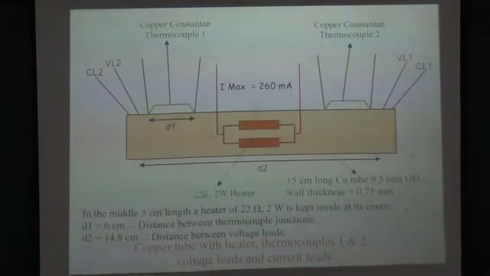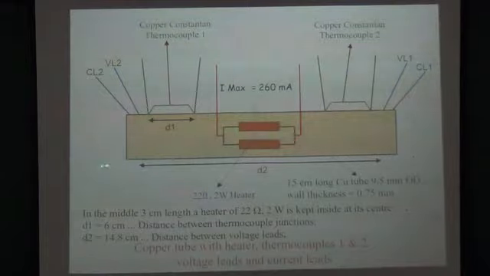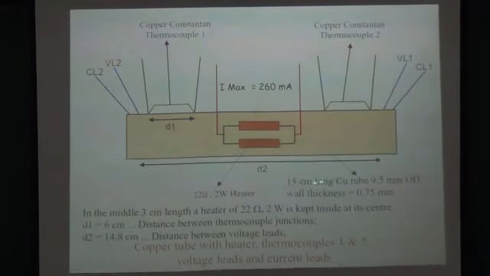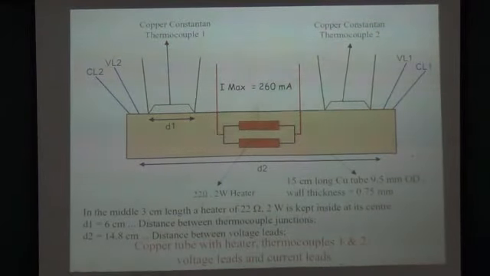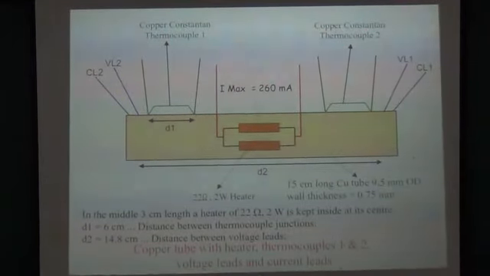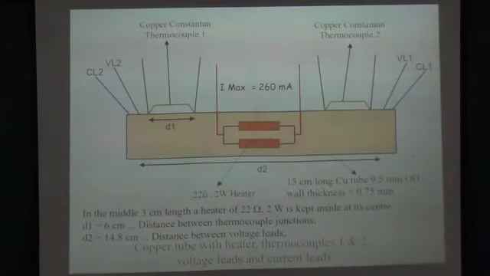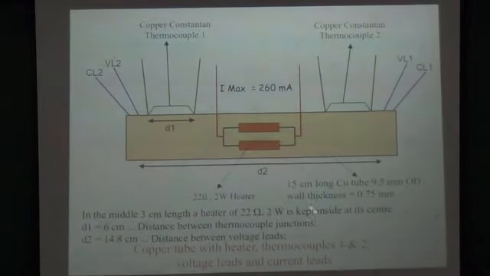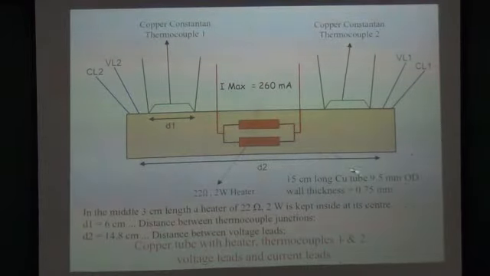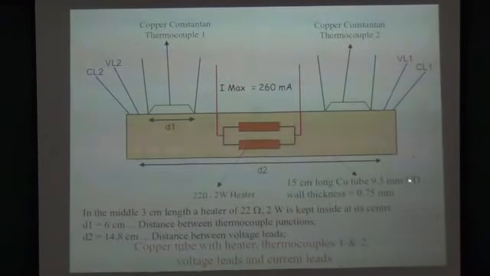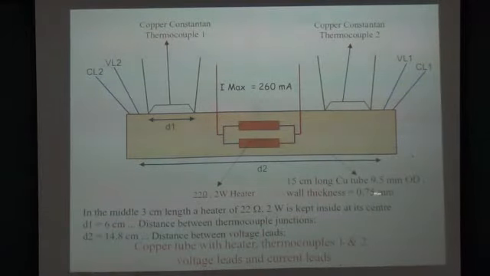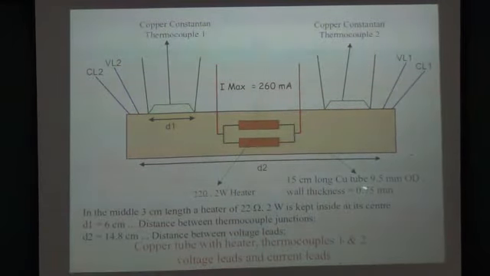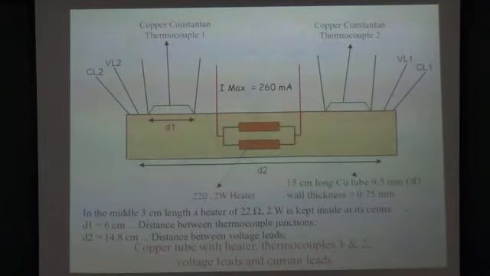Now I will talk about the experiment. Here is a copper rod, its length is 15 centimeters. It's a copper tube, the same tube that is used for refrigeration. It's a hollow tube called DHP, deoxidized high phosphorus copper. DHP is given in the manual. Its length is 15 centimeters, its outer diameter is 9.5 mm and wall thickness is 0.575 millimeter. So this is a hollow tube.